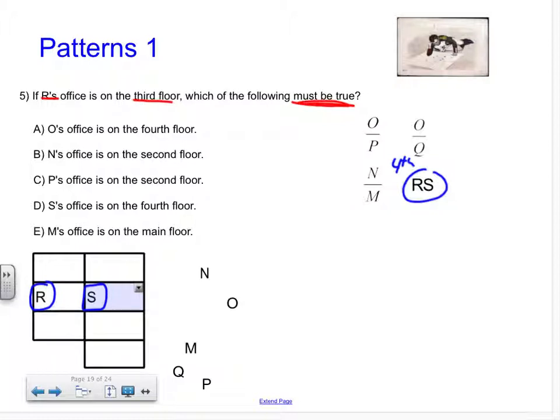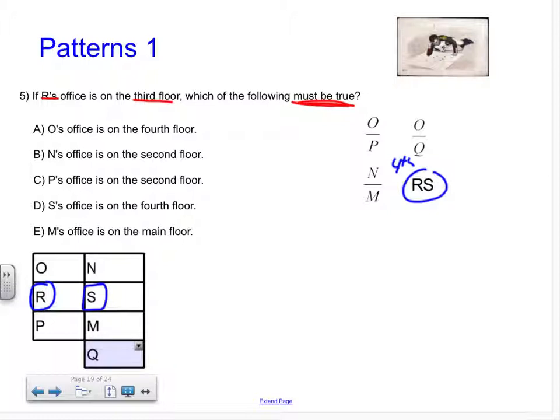What else can we say? If R's office is on the 3rd floor, which one of the following must be true? Alright, well let's just experiment and see if we can make changes as we go. So O's office is on the 4th floor. So let's just try it. I have a hunch it'll work. P, M, and Q.